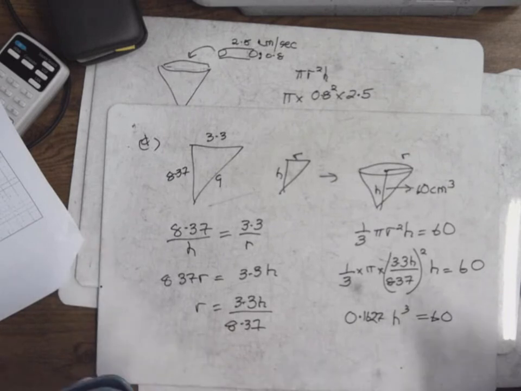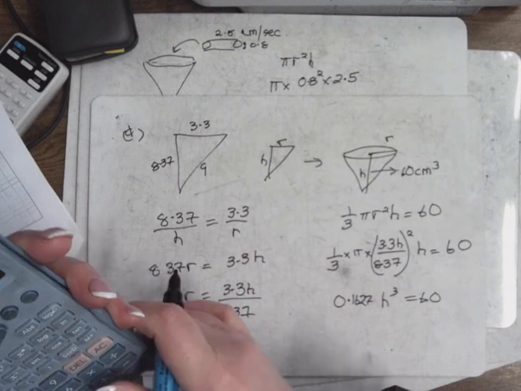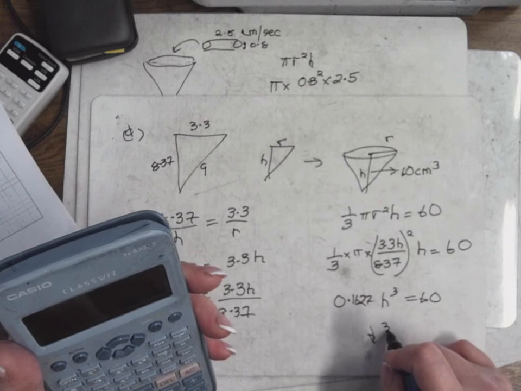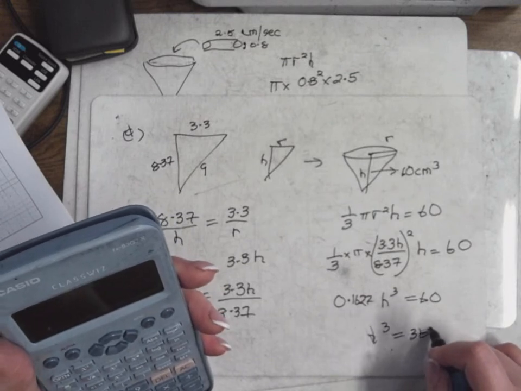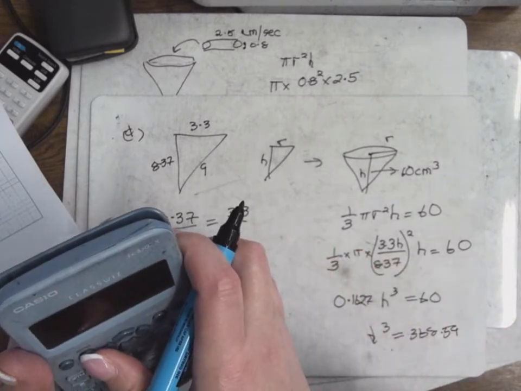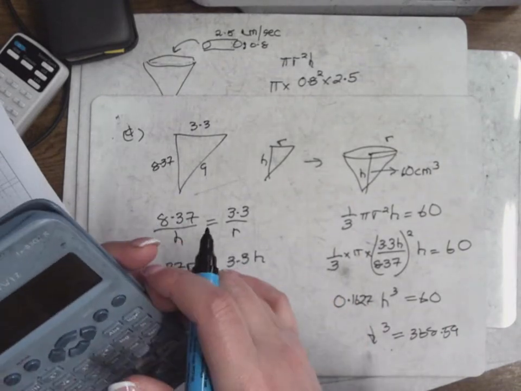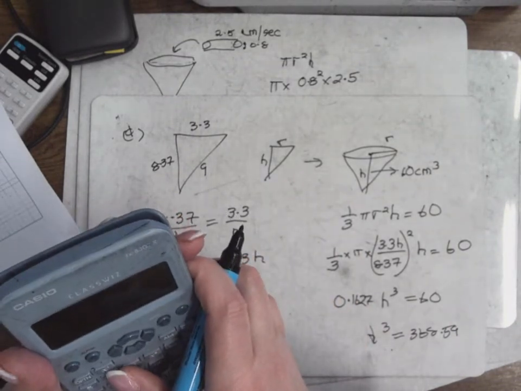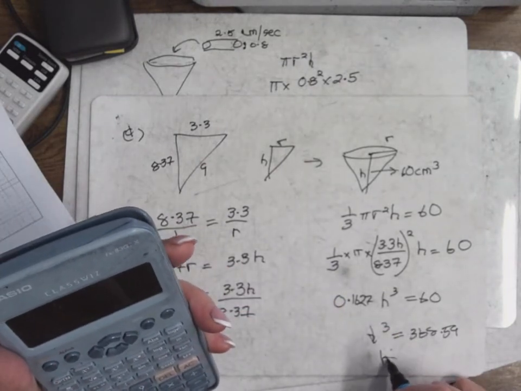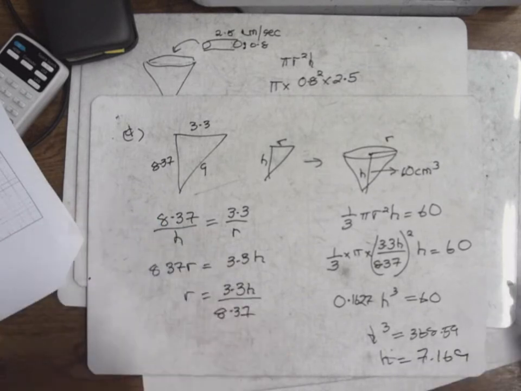Equals, yeah, no, do you know what, I'm right, I just forgot I had to get the cube root of the answer. So 60 divided by answer equals, so you get H cubed is equal to 368.59, and then you get the cubed root of your answer. Sure, I had it right, I just forgot to get the cubed root of the answer. Shift that answer equals 7.1. So the height is equal to 7.169.